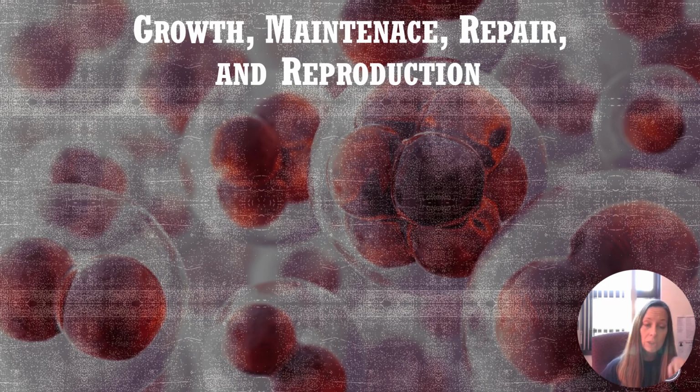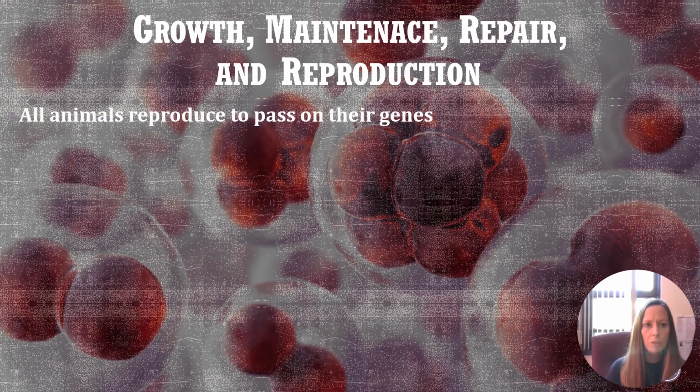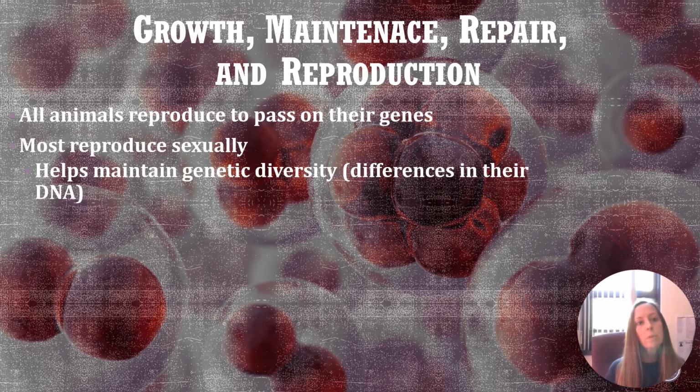Our next function or process is growth, maintenance, repair, and reproduction. These are all things that bodies do, that cells do, that animals do, that organisms do to stay alive. So first, all organisms must reproduce to pass on their genes, right? Without passing on your genes, kind of in the greater scheme of things, there's no point in it being here. That's what organisms are trying to do.